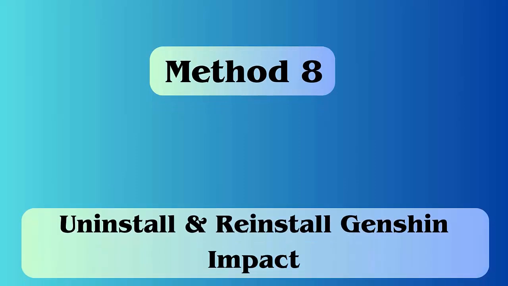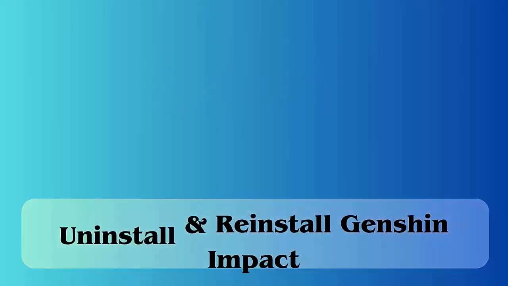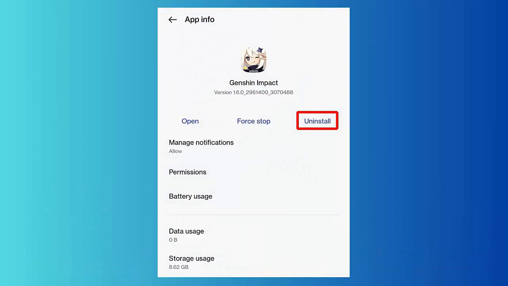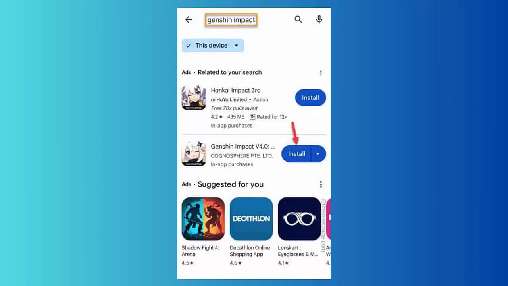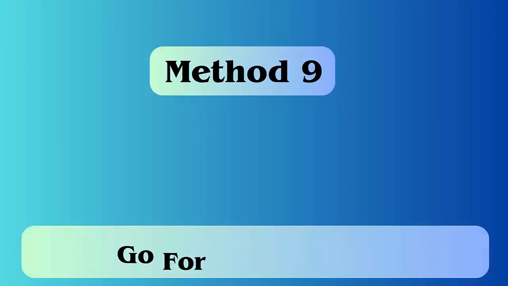Method 8. Uninstall and reinstall Genshin Impact. Follow the steps. First, tap and hold Genshin Impact app on phone. Now, click on Remove or Delete app, confirm it. Next, open Google Play Store, search for Genshin Impact app. Finally, click on Install.